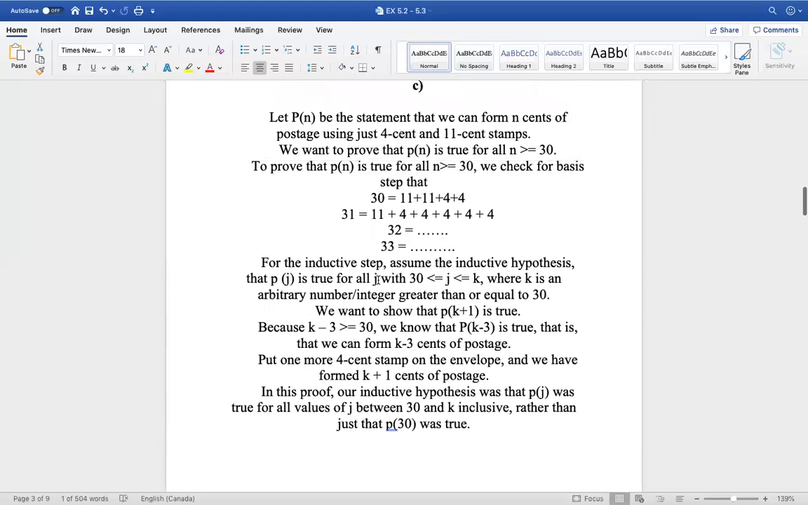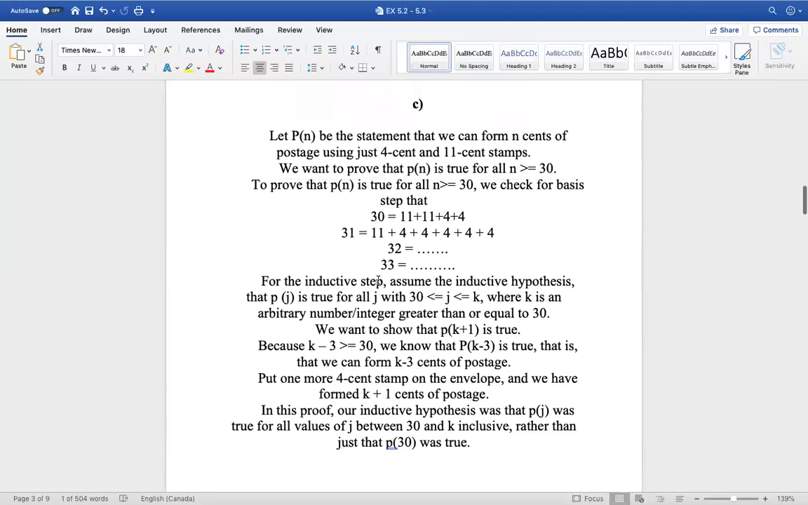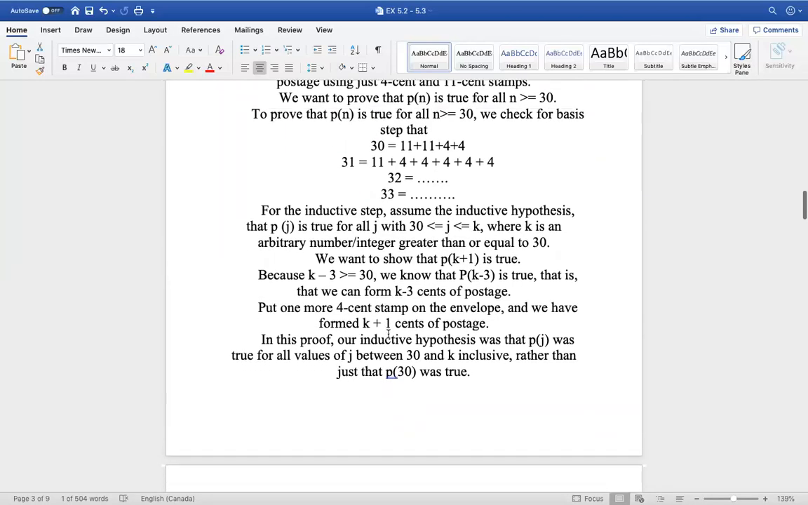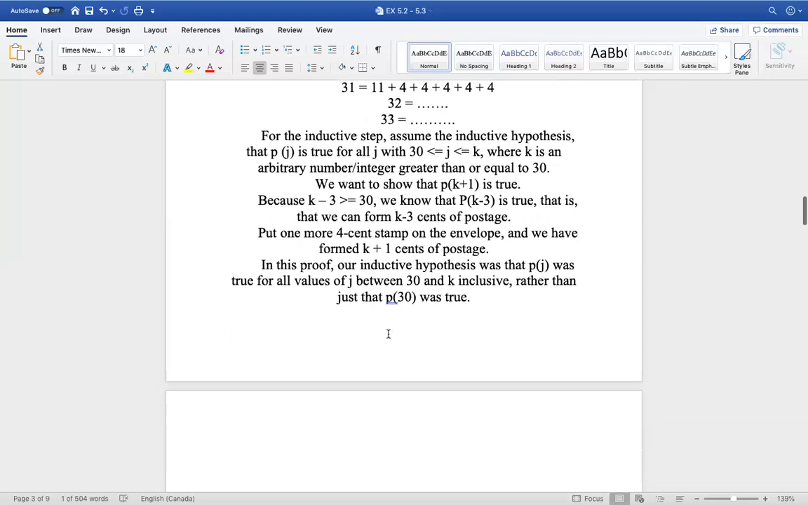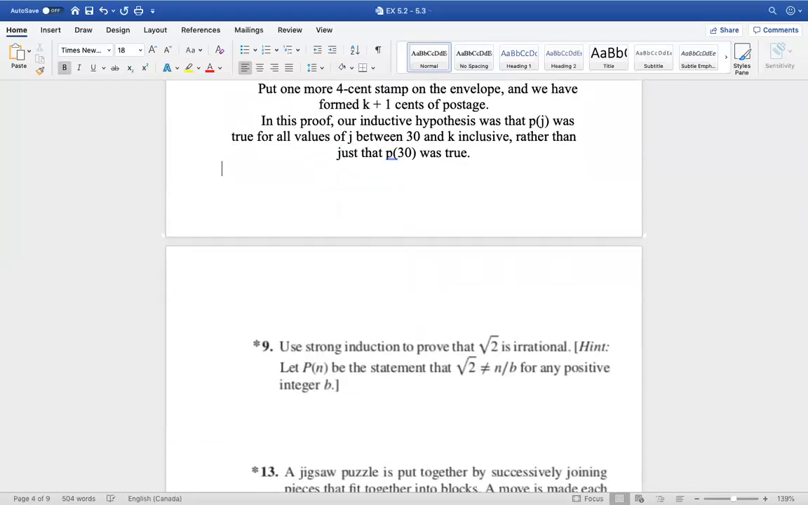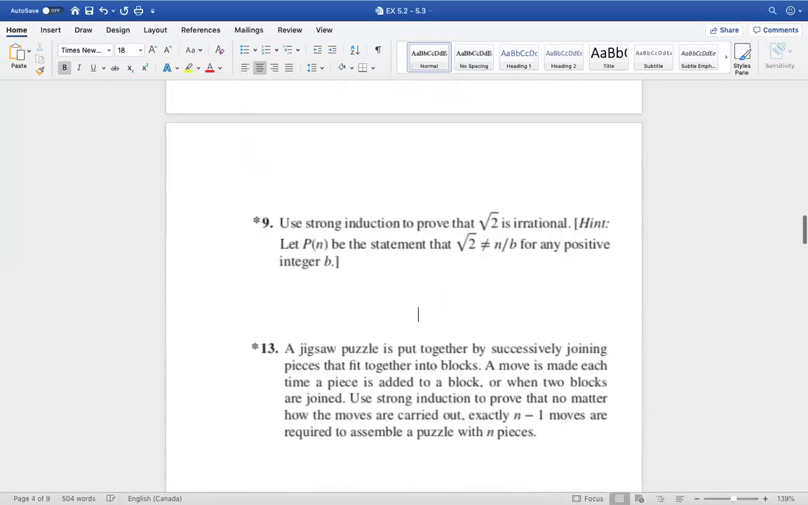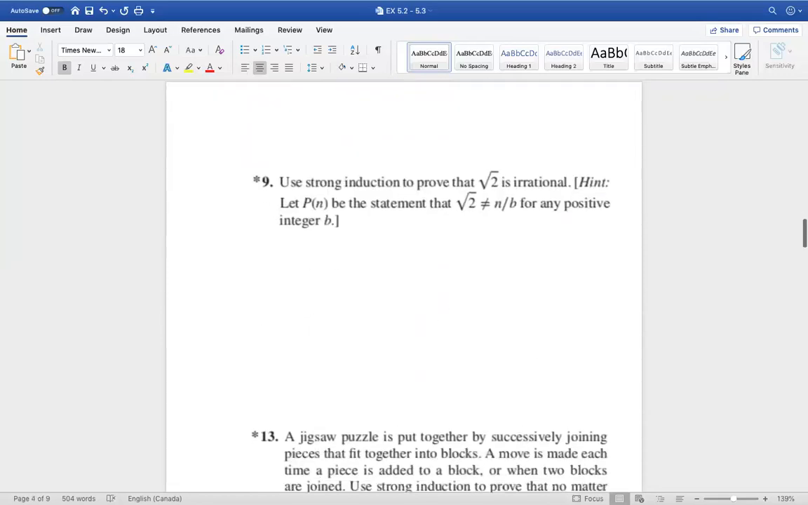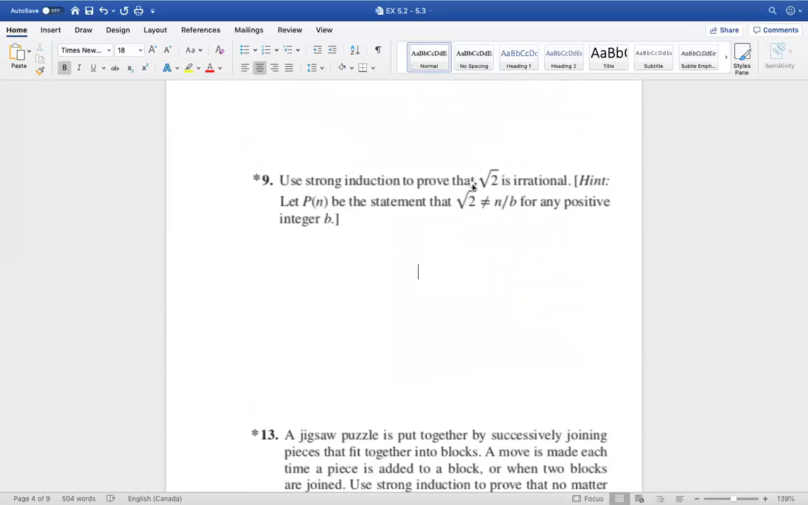This question is getting a little longer, probably taking a little more time. So probably the next question might make a little more sense, now that we have some idea of strong induction. So let's move on to the next question, question number 9. Using strong induction, we have to prove that square root of 2 is irrational.